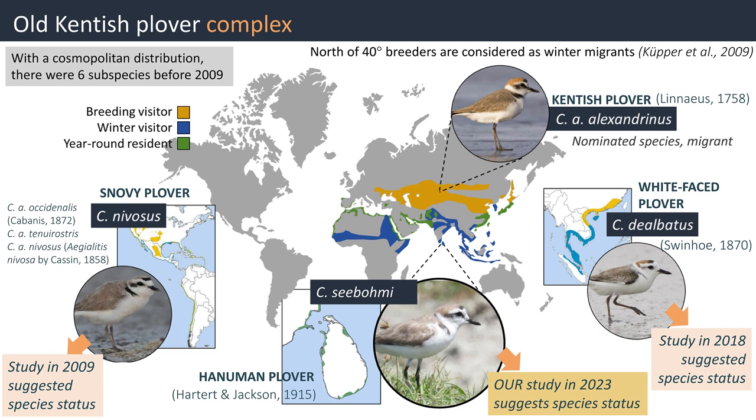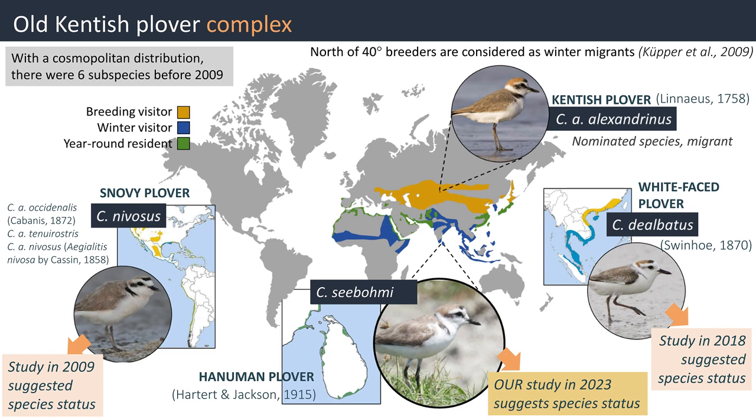Okay. So in certain areas, there are year-round residents. With the definitions, we'll go to that slide later. And we know these geographically distinctive entities can act as subspecies or different from the nominal species, like this Kentish plover.